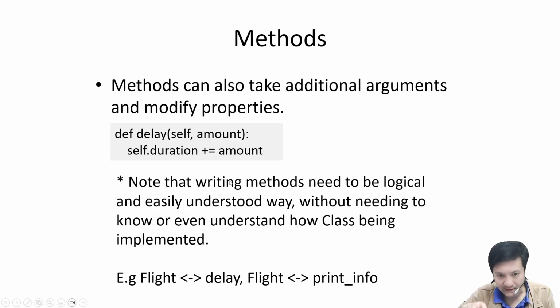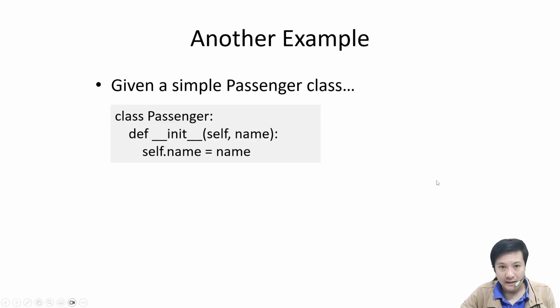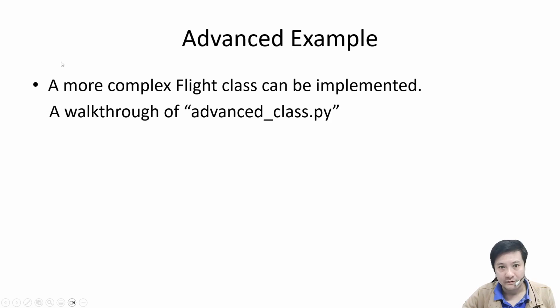Then the design is that if the object needs to do something, it should be able to do it, so you will define a method for it. For example, delay and print information is something the flight object behavior should be able to do. And for passenger, you have another case here. It is quite simple. Just keep the name, and then the logic.